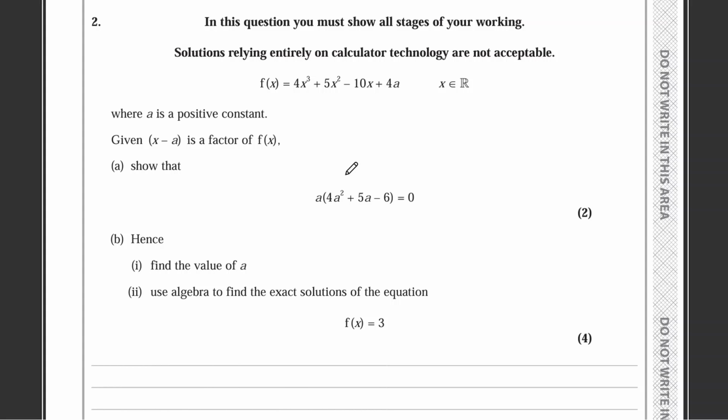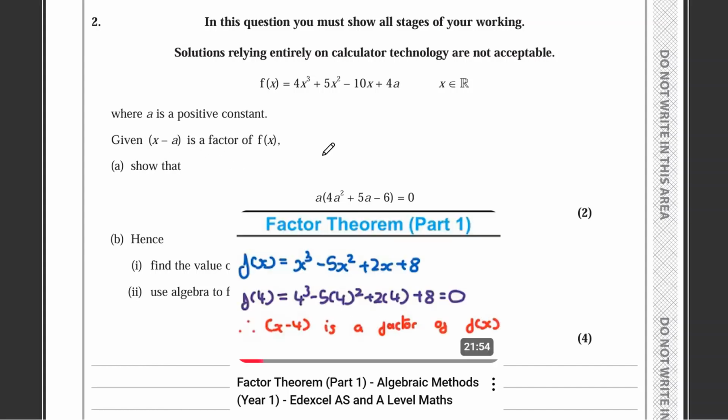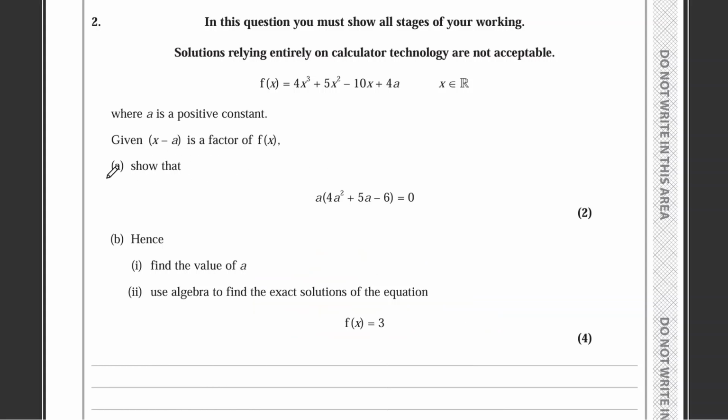And the key to figuring out this question is this line here. Now this line is to do with the factor theorem that we talked about in year 1 of chapter 7. If x minus a is a factor of f of x, what this means is that f of a is equal to 0. Another way of saying this is, so this f of x here, if we sub in x is equal to a, this function here will be equal to 0.